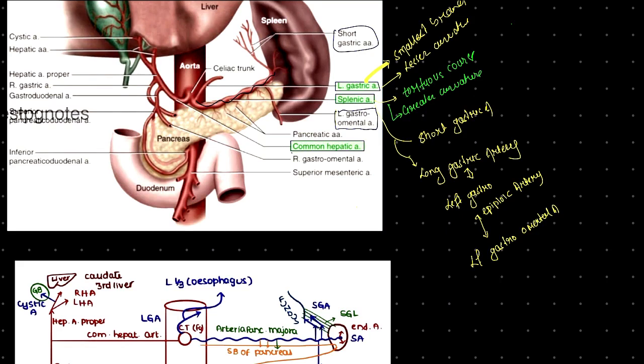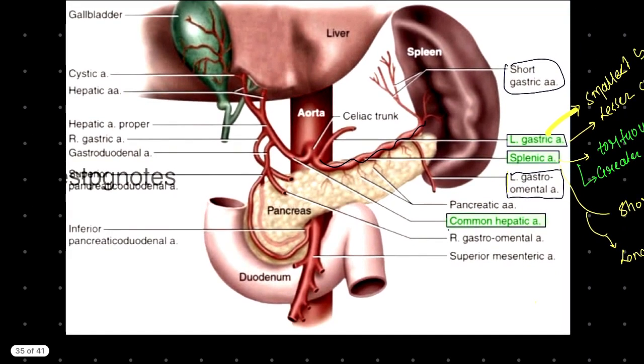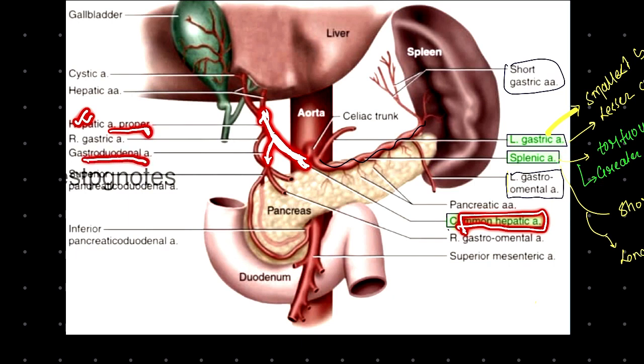So now moving further, we have another main branch, and that is our common hepatic artery. If you look carefully, this common hepatic will further divide into two parts. One is the upgoing one, and another is the downgoing one. The upper one is called the hepatic artery proper, because it is leaving toward the liver, hepatic proper. So one is the hepatic artery proper, and the downgoing one is the gastroduodenal artery.